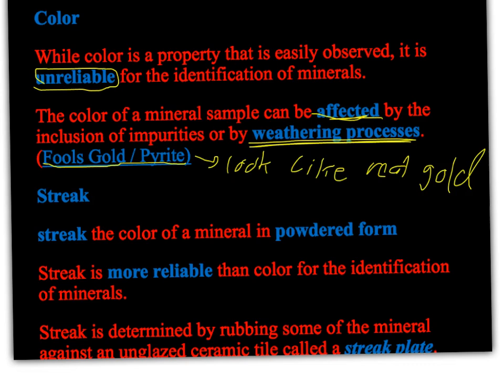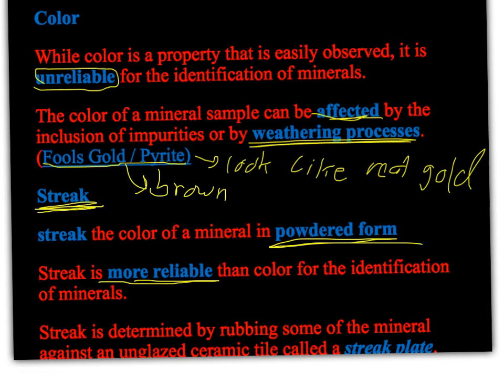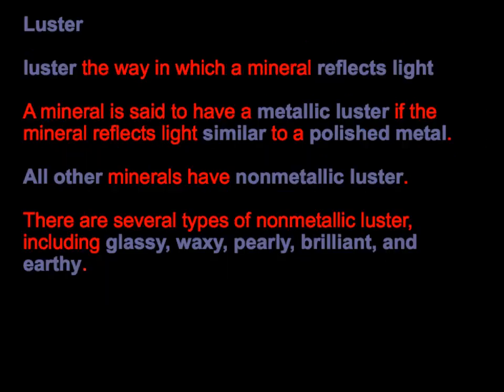So if we take a mineral and do what we call a streak test, which is pretty much rub it on a streak plate, we get to see the mineral in its powdered form, and streak is more reliable. Fool's gold has a brown to black streak. Real gold has a streak that looks gold.